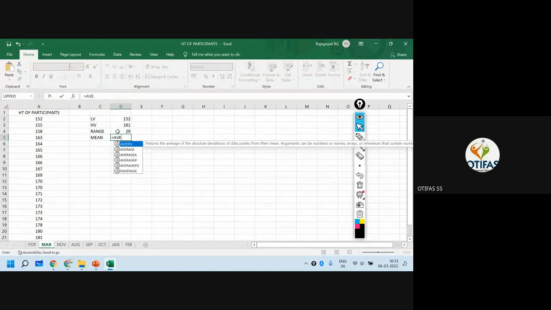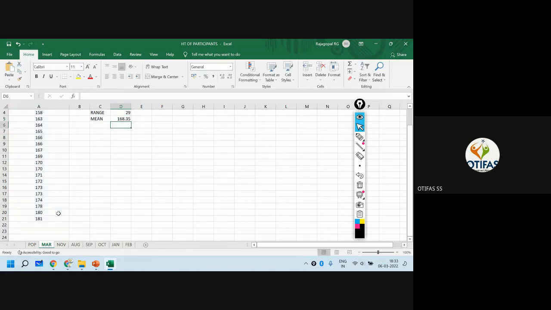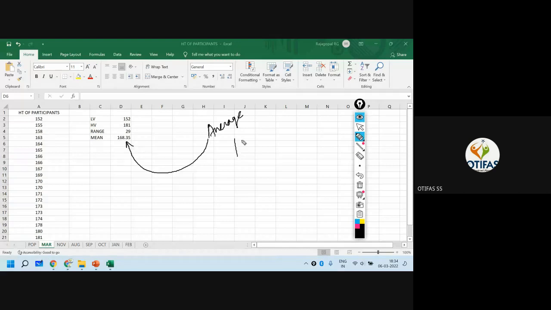So average, and then give the range of values. What is the average height of 20 people? Mean height of 20 people: summation by total number of observations. 168.35. Yes, you said right. First you calculate the total, and then divide by 20, isn't it? So that will come as 168.35 only.